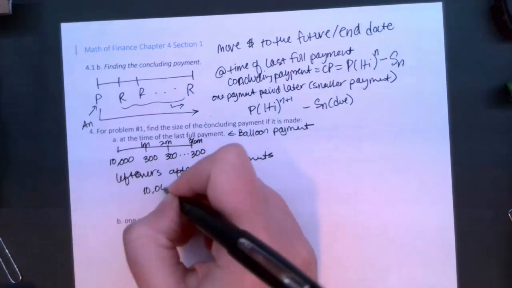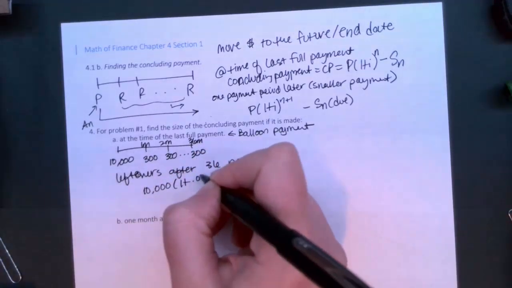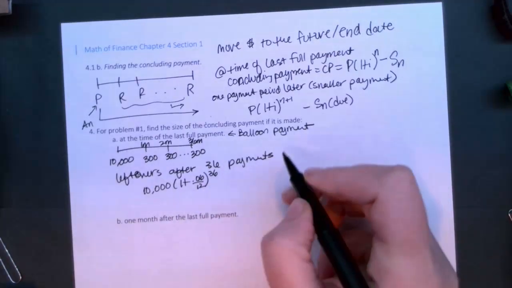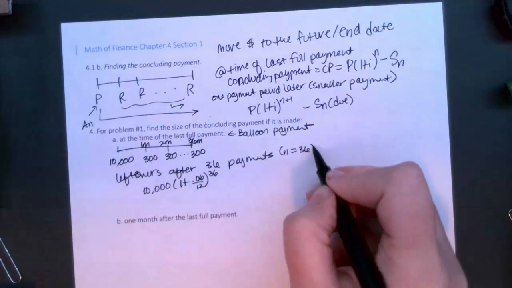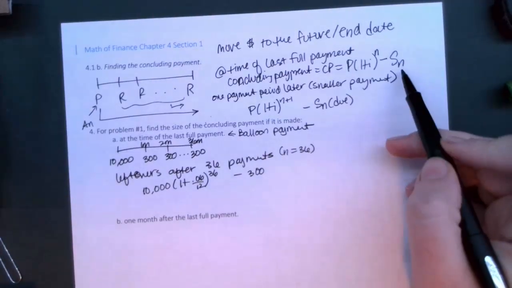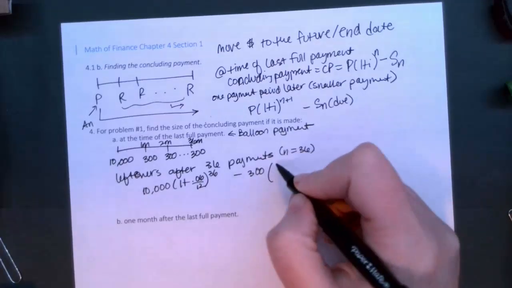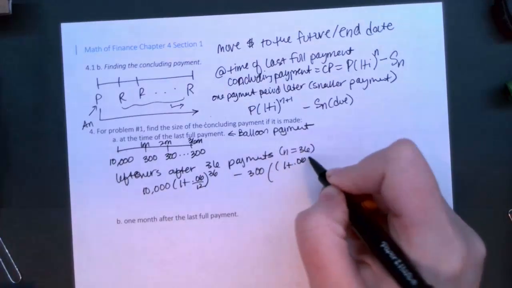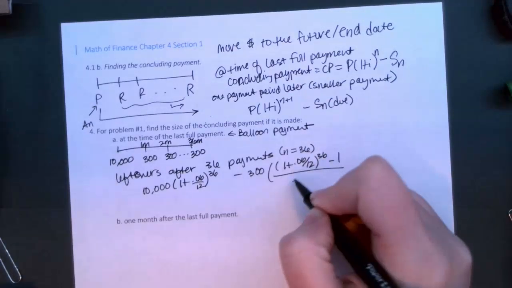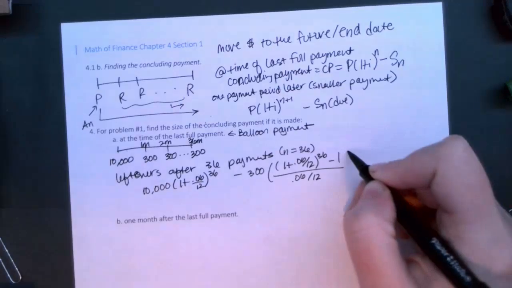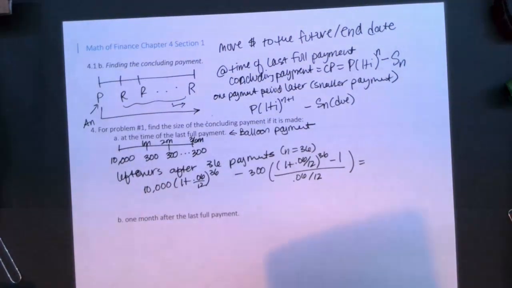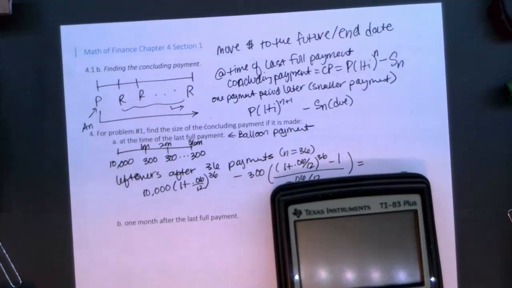would be your 10,000, that's your loan amount, times 1 plus 0.06 over 12, so that's our I, to the 36, because that's what N is, minus our regularly scheduled payment, because now we're doing S of N, 1 plus I to the N, so 36, minus 1 all over 0.06 over 12. And then we would just plug that whole thing in the calculator. And again, you can do it in one shot. You don't have to do any extra work here.